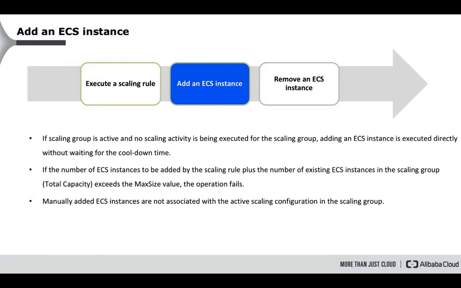If the number of ECS instances to be added by the scaling rule plus the number of existing ECS instances in the scaling group exceeds the max size value, the operation fails. Manually added ECS instances are not associated with the active scaling configuration in the scaling group.